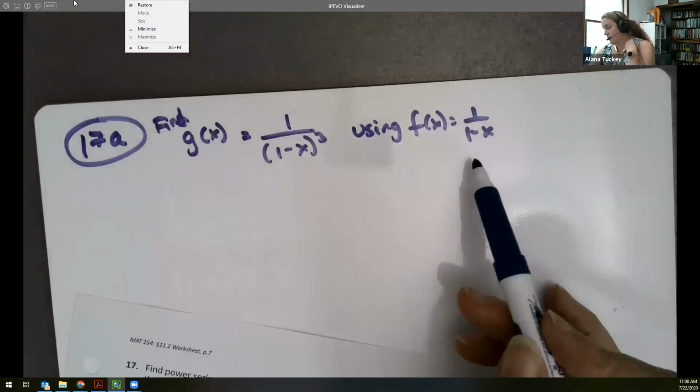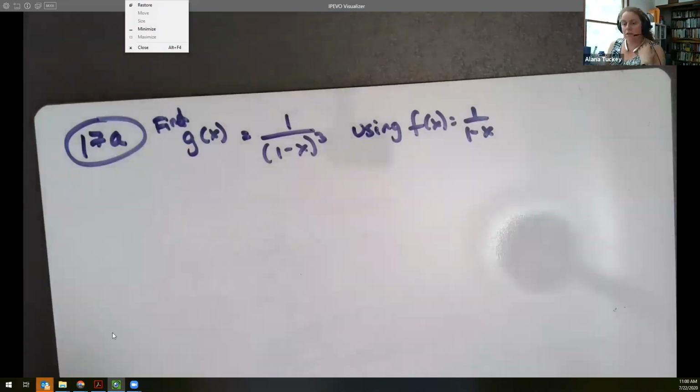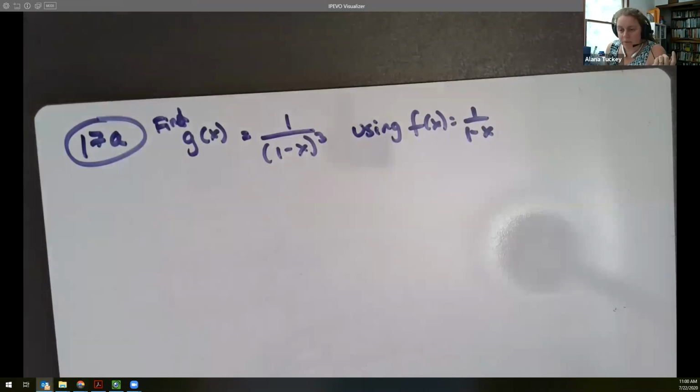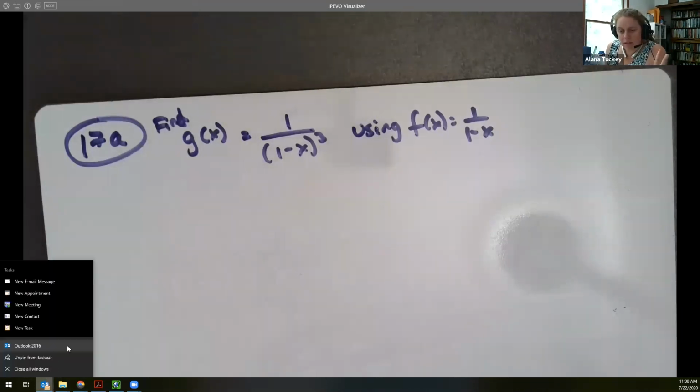So f of x is equal, oh, geez, that was really loud. Sorry, you guys can't hear this, but maybe you can. I've got my Outlook, like my school email, and it's constantly sending me updates and stuff, and they're super loud. It's really annoying. Maybe I'll just close it. Let me close, because that's annoying. Ugh, this is really blaring.